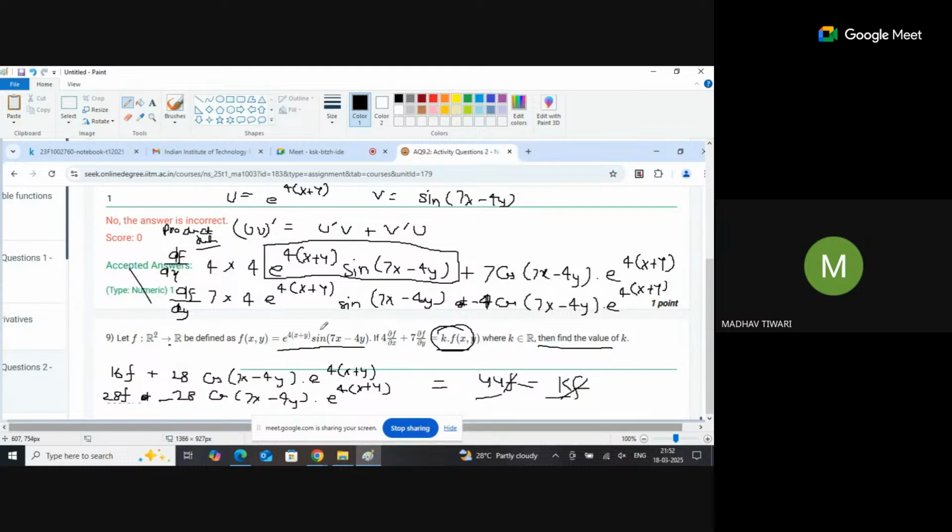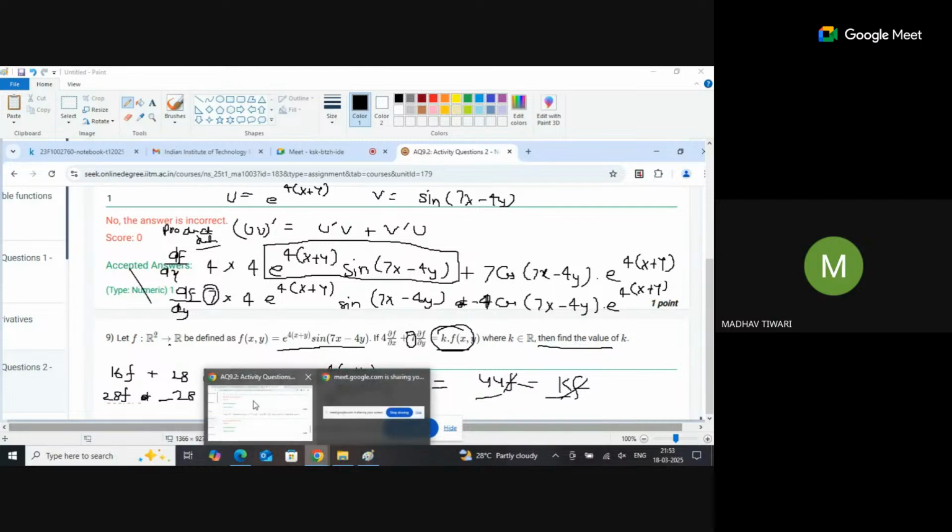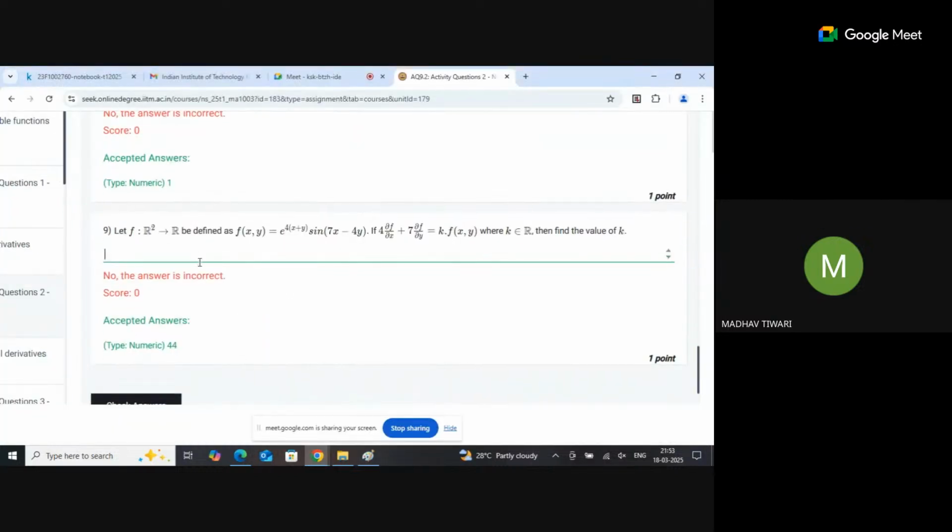Okay. So where is minus 28 written? Like minus 4 was written, huh? Yeah, minus 4 when we multiply this by 7. We have to multiply by 7 the derivative of f with respect to y. Okay. So it is 44. Let's check once. Yeah, it is 44.